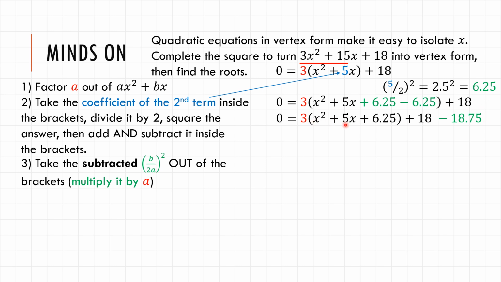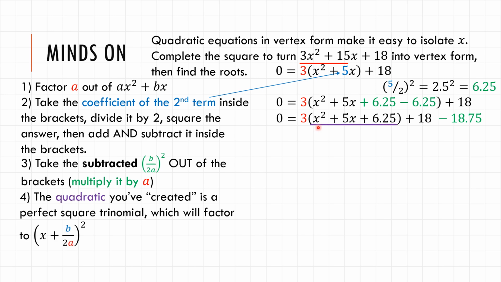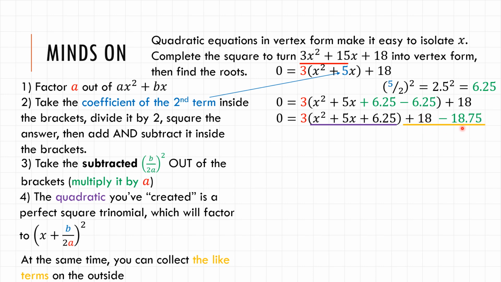Now, like I mentioned, these three form a perfect square trinomial, which is super easy to factor. It will always be x plus whatever half of this number is, which I already know is 2.5. X plus that, all squared. At the same time, though, I will also combine these two like terms at the end here. So this would turn into x plus 2.5 squared, like I mentioned, and 18 minus 18.75 is negative 0.75. That's how you take a quadratic from standard form and turn it into vertex form. This process is called completing the square.